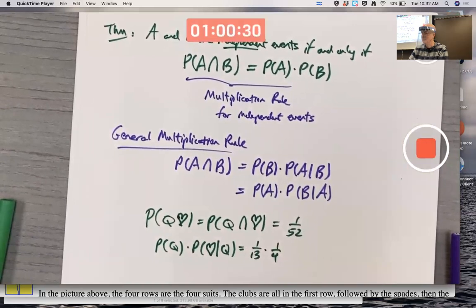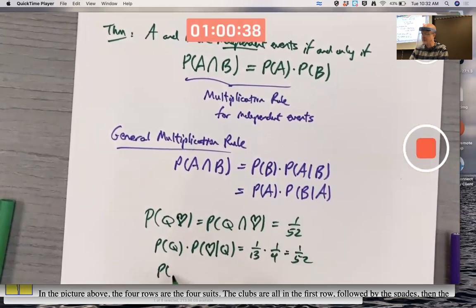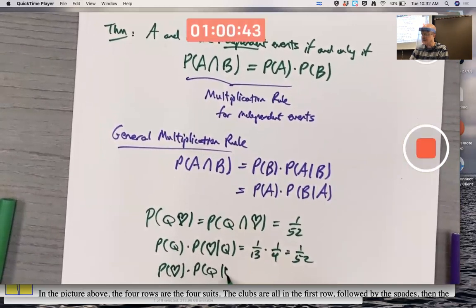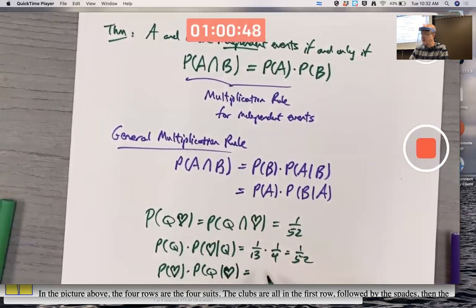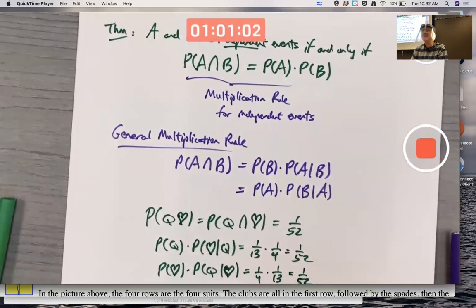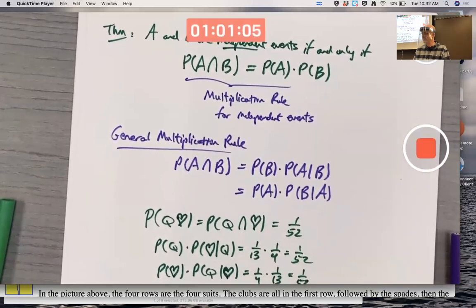Visualize it in your mind. There's 4 queens, only one of them is a heart. And hey, that's 1 out of 52. And if I do it the other way around, probability of being a heart is 13 out of 52, which is 1/4. Conditional probability of being a queen, if you know it's a heart, that's 1/13. You get the same answer. The order of the numbers in the product switched, but same final answer, and it had to be.